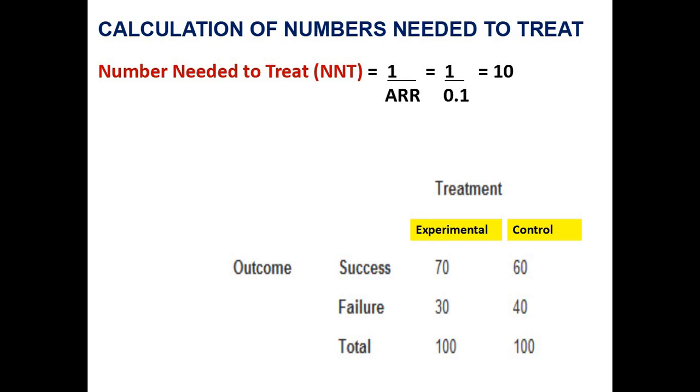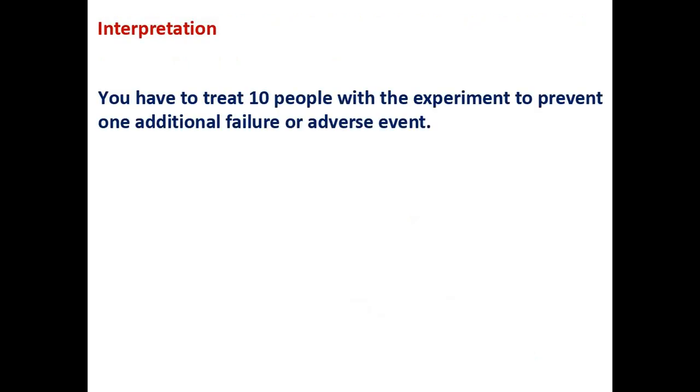So how to interpret? Here we got number needed to treat is 10. That means you have to treat 10 people with the experiment to prevent one additional failure or one additional adverse event.